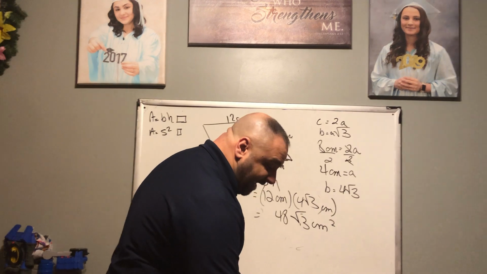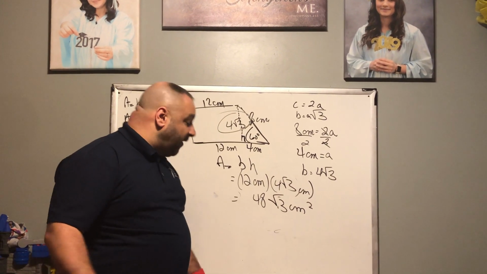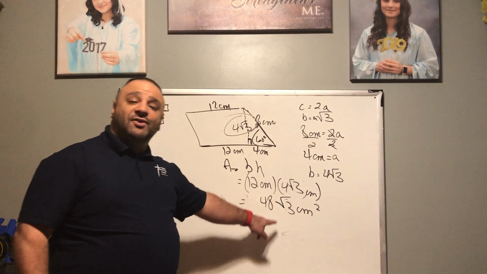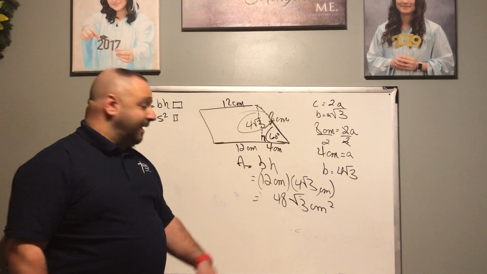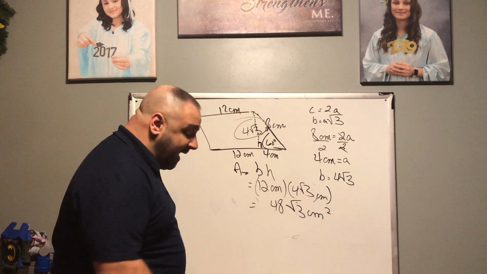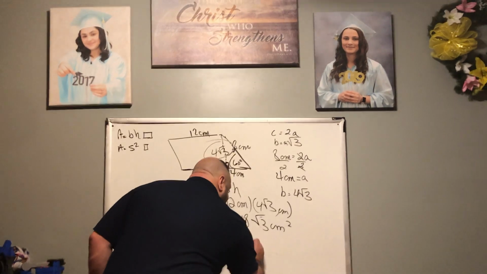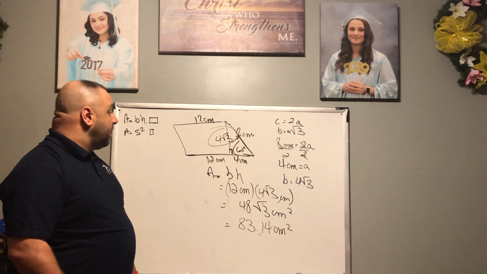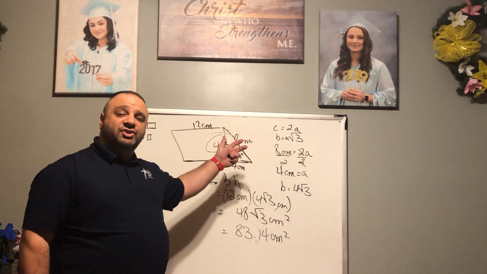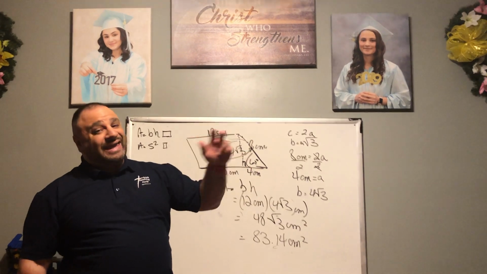Now our directions say make sure that we use a calculator with the square root function. We do not want to leave anything in the radical sign. So simply get your calculator, find the square root of 3, multiply that by 48, and then round off to 2 decimal places. So our final answer would be 83.14 centimeters squared.